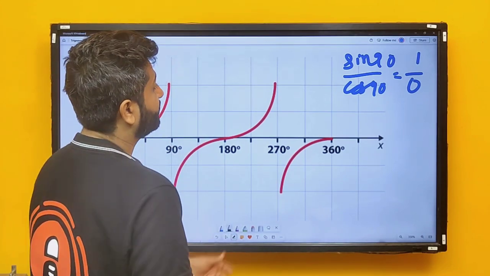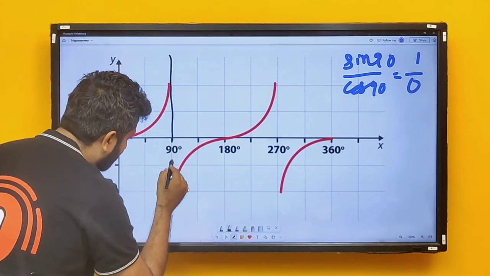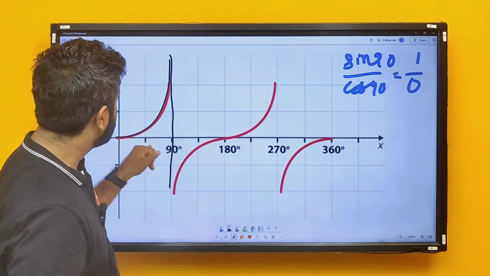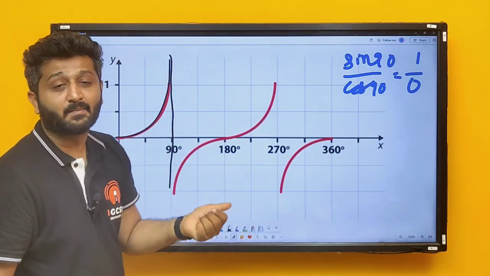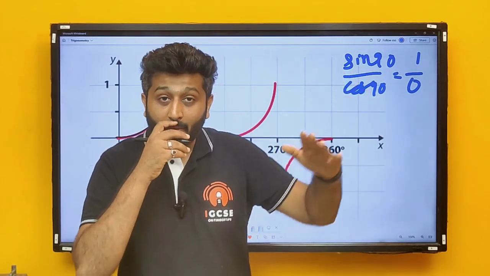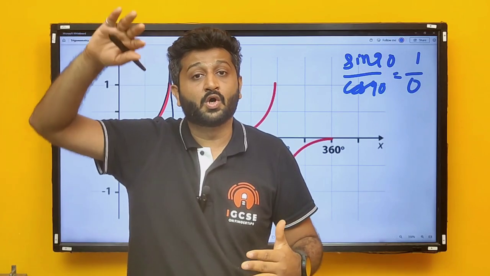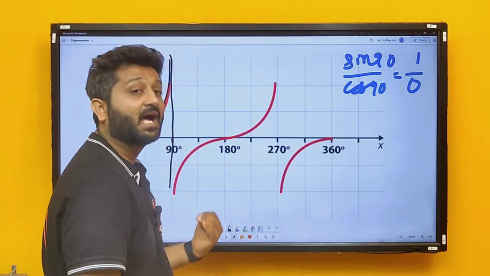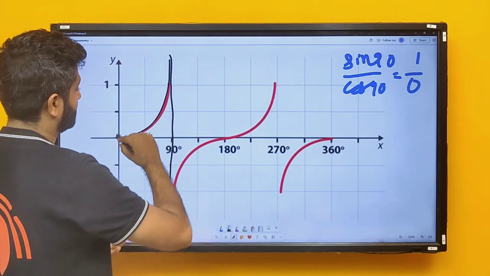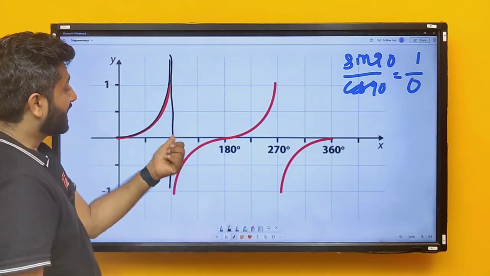So whenever you are drawing the graph of tan, you should always remember that you should draw a line at 90 degree and then draw a curve like this. But this curve should never touch the line, because we do not know the value of infinity. All we know is it's going towards infinity. It's going to become a very large value, or a very negatively large value, but we don't know its exact value, right? So this should never touch. So this is how the graph of tan would look like.